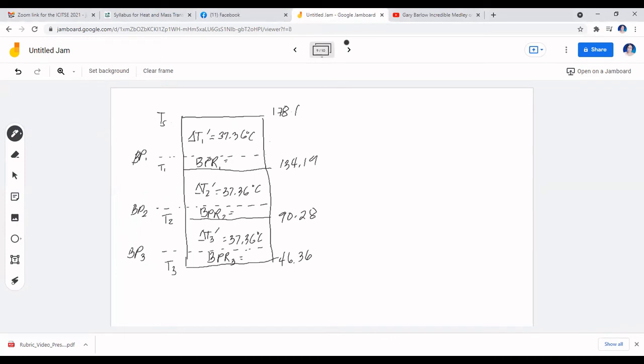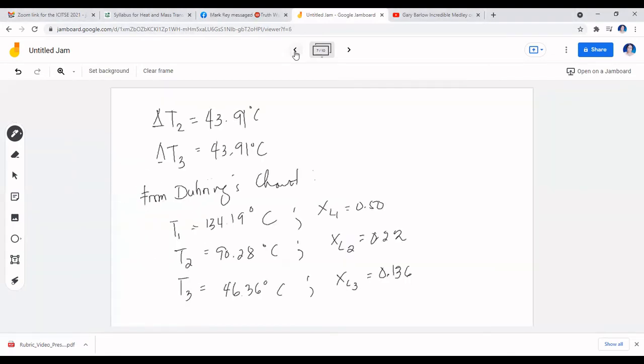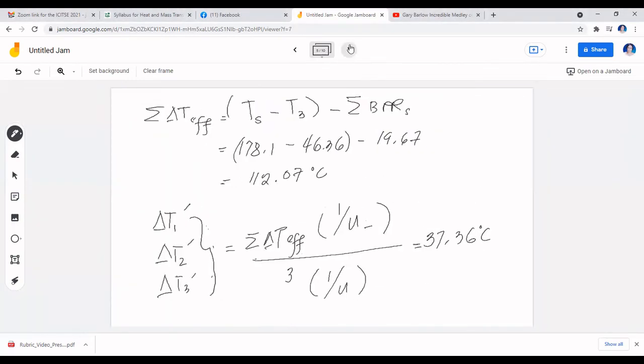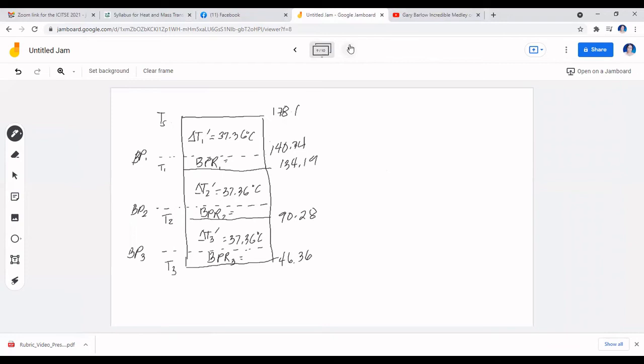If we do our manner of subtraction, 178.1 minus 37.36, that should give you 140.74. Your BPR1, somebody wrote on the chat box, right? Where is our BPR1? You have 3.31. This is 3.31.